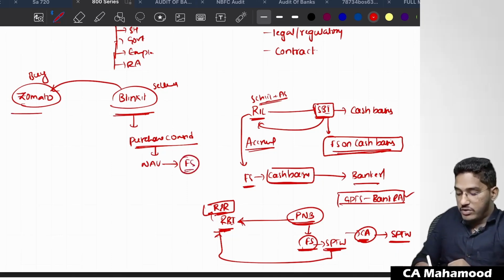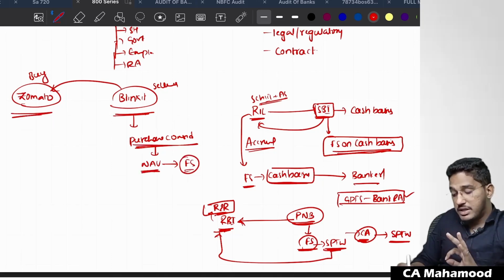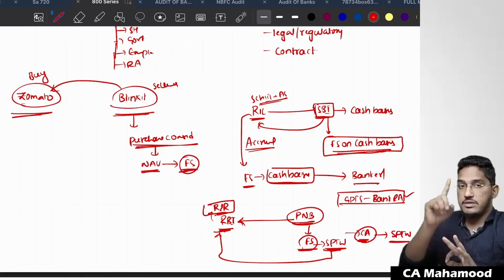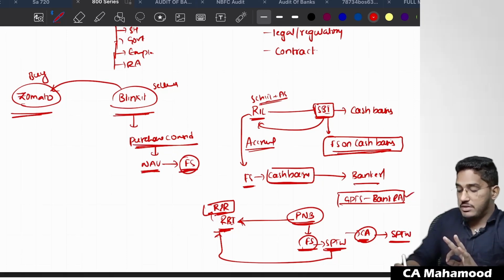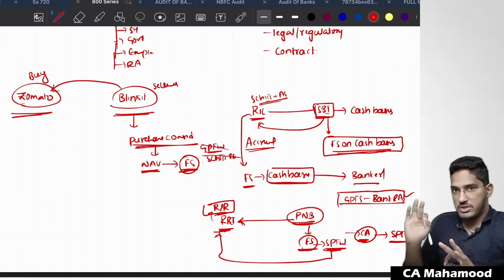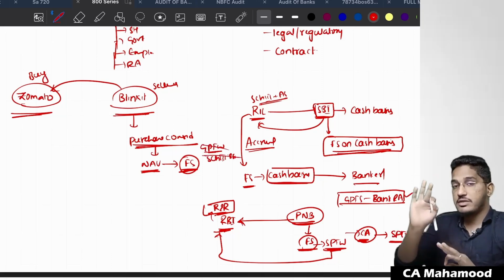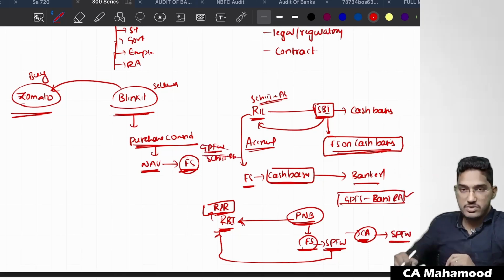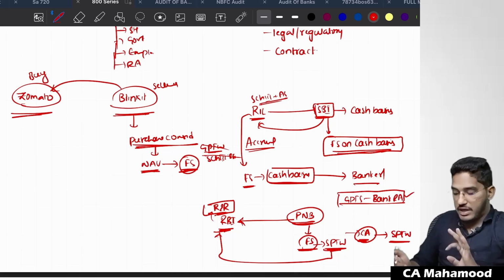So now Zomato told, okay boss, we will buy you, we will pay you purchase consideration. That purchase consideration will be on the basis of financial statements, but not as per your general purpose financial statements. Not as per the financial statements which you have prepared as per general purpose framework, not as per Schedule 3 and accounting standards. We will determine your net asset value on the basis of financial statements, but not the ones you have prepared on the basis of Schedule 3 and accounting standards.